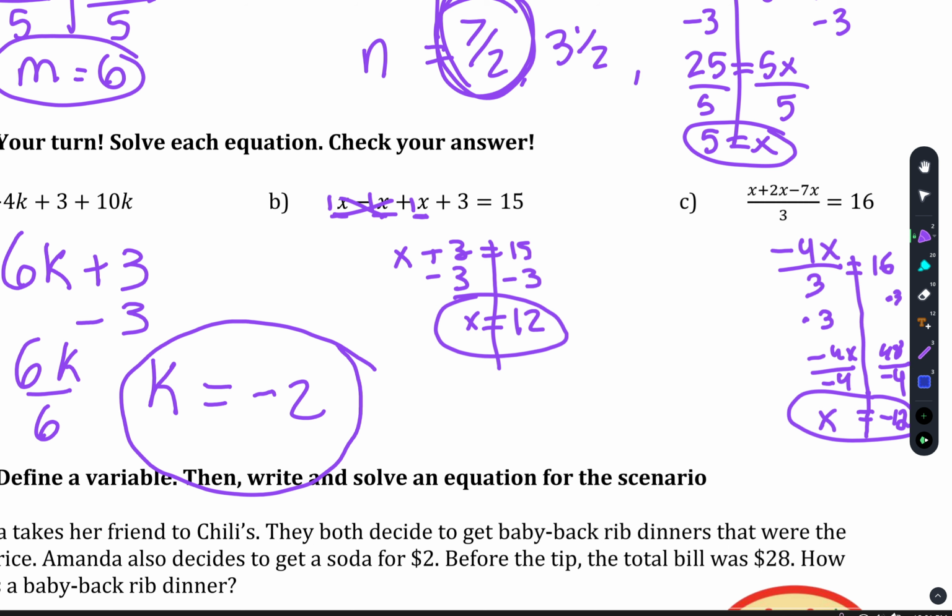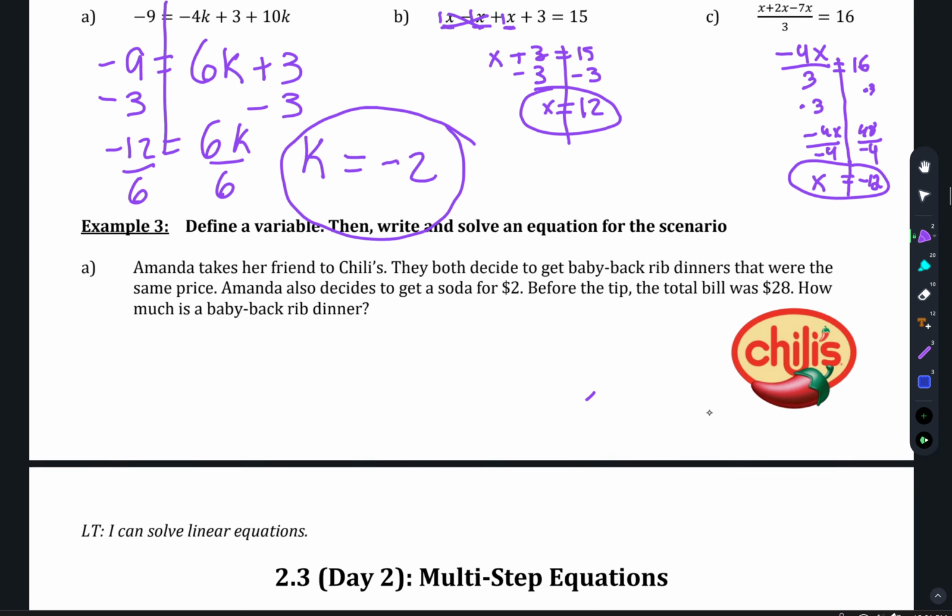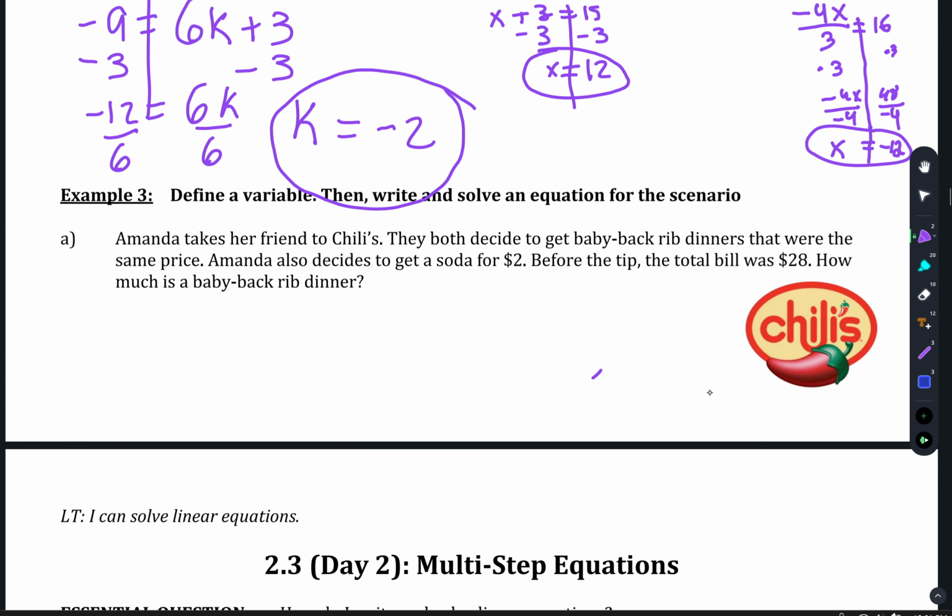All right, let's look at this word problem. We're going to Chili's. Well, actually, Amanda's taking her friend, so only if you're Amanda's friend, you can go to Chili's. They both decide to get baby back rib dinners that were the same price. Amanda also decides to get a soda for $2. Before the tip, the total bill was $28. How much is a baby back rib dinner?